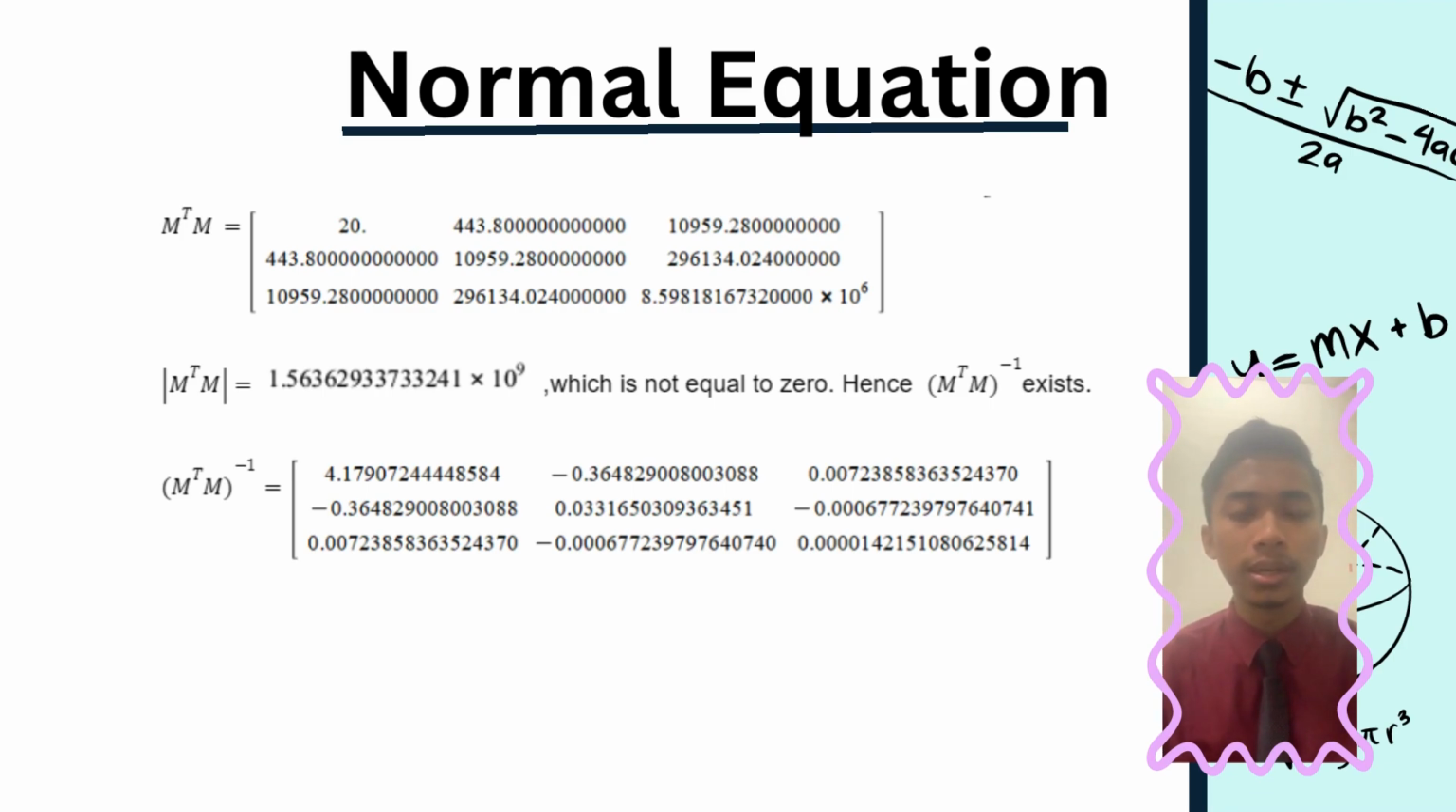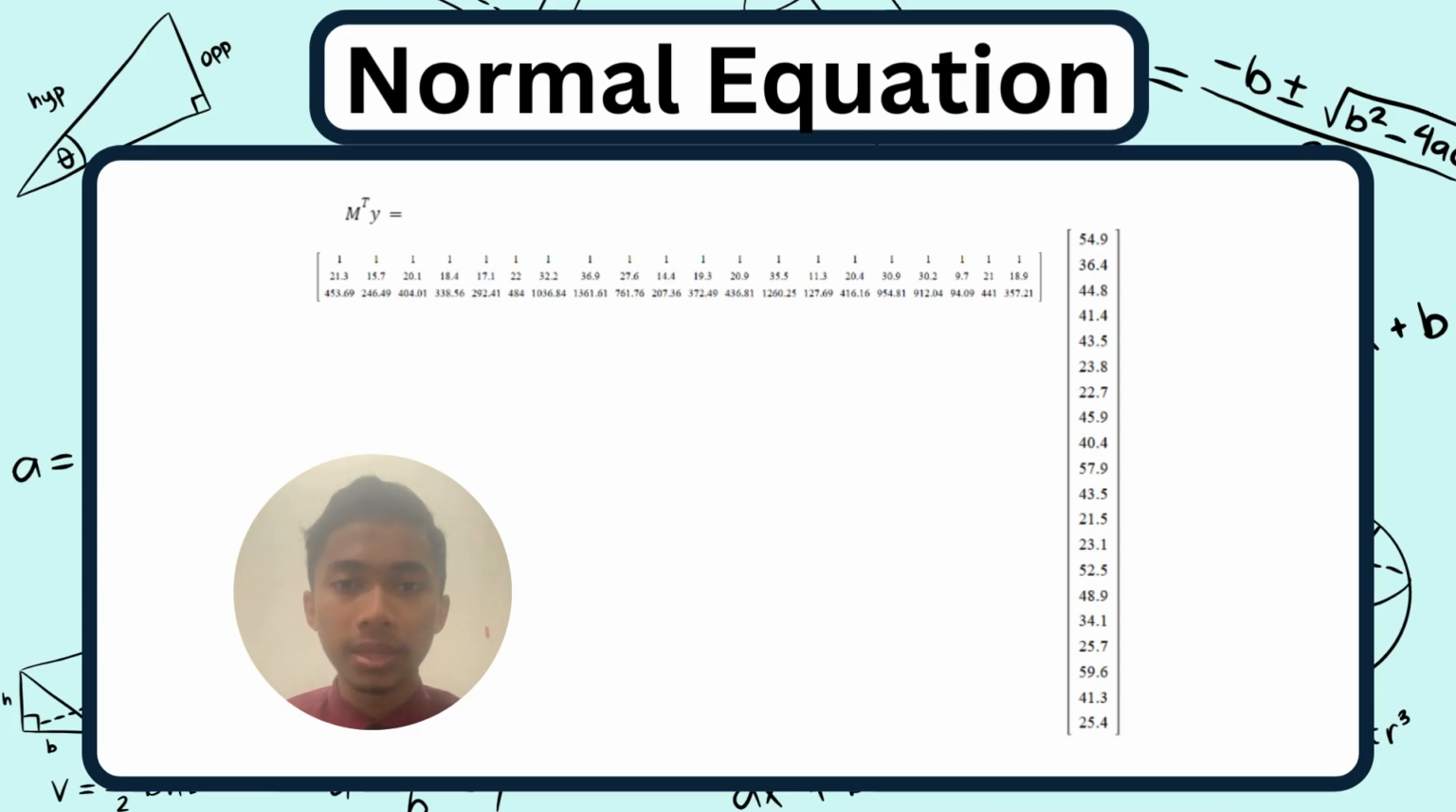To check whether the inverse of m transpose m exists or not, we will find the determinant. If the determinant is not equal to 0, then the inverse of m transpose m exists, and next we will find m transpose m inverse. We'll find the matrix m transpose y. So we will multiply the transpose matrix with the y vector.